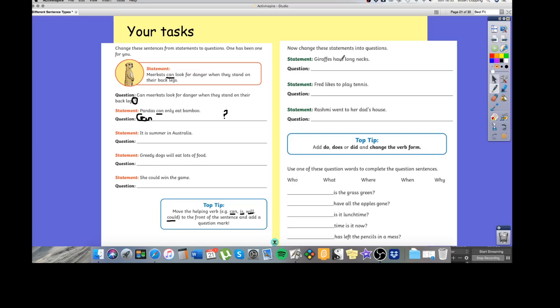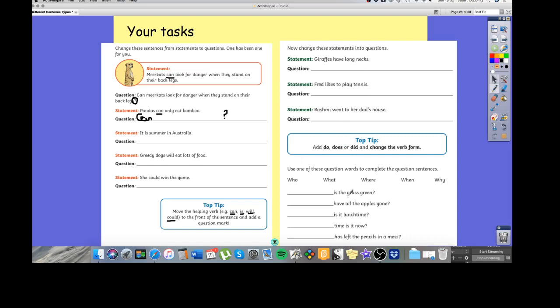So giraffes have long necks. Do giraffes have long necks? Freddie likes to play tennis. Does Fred like to play tennis? Did Fred likes to play tennis? So which one would fit? Okay, so that's those 3.